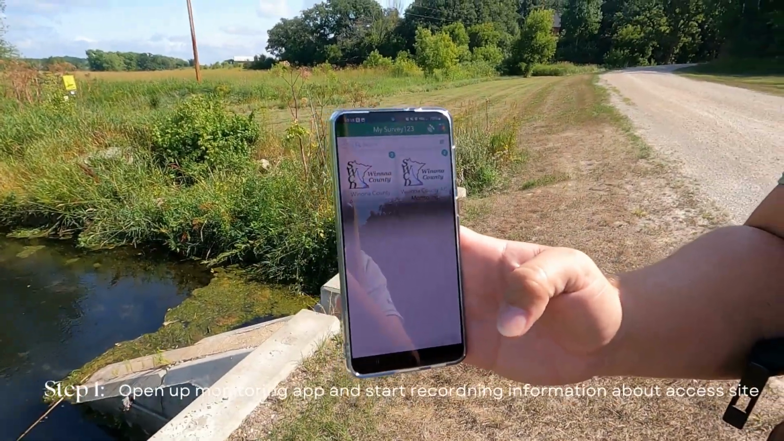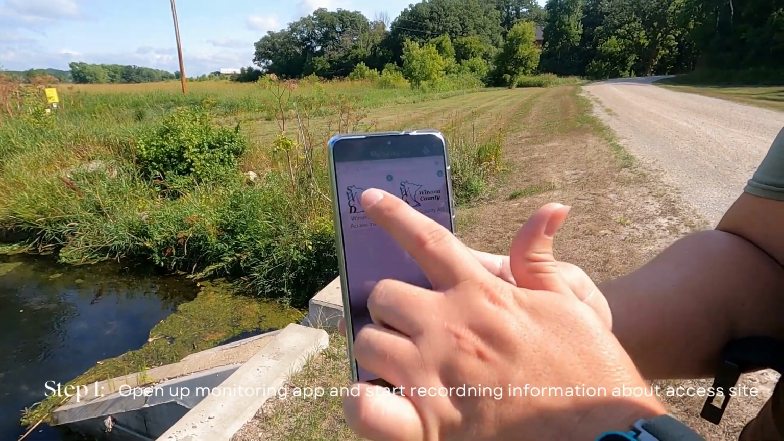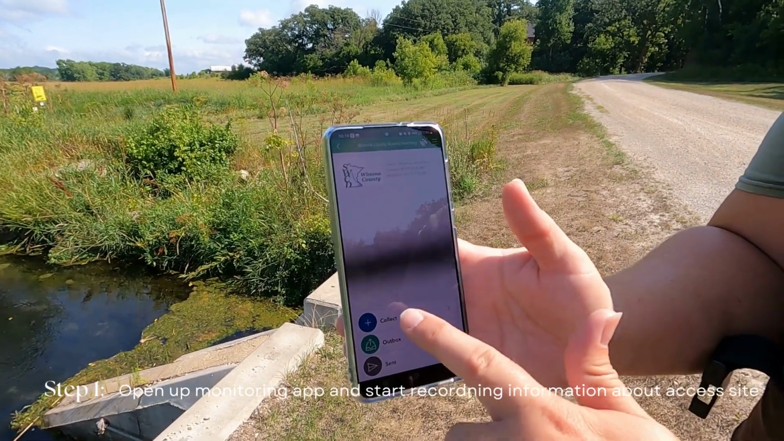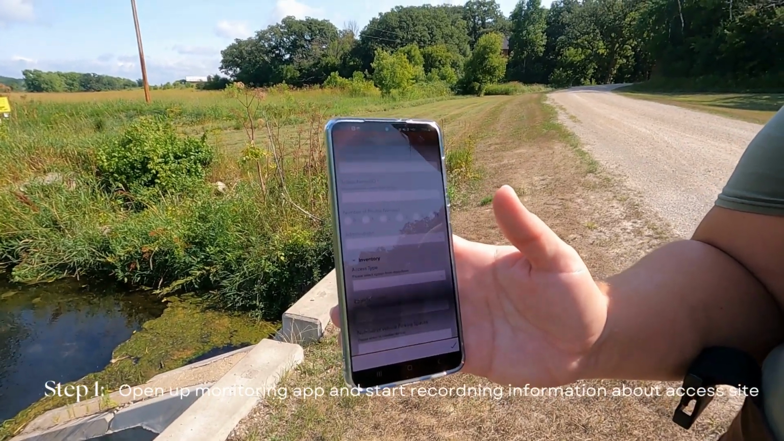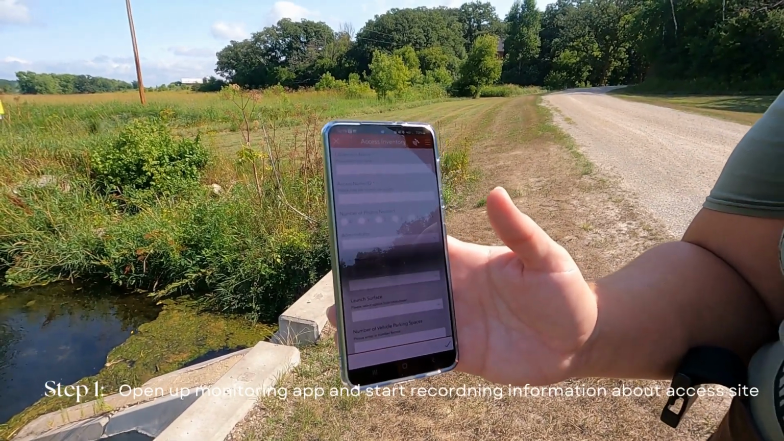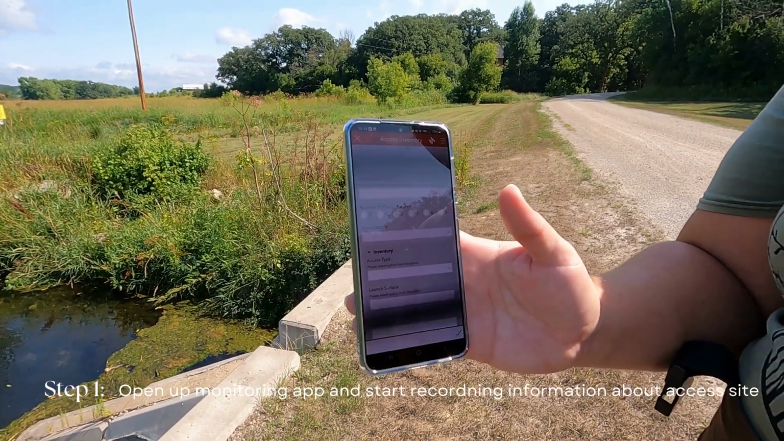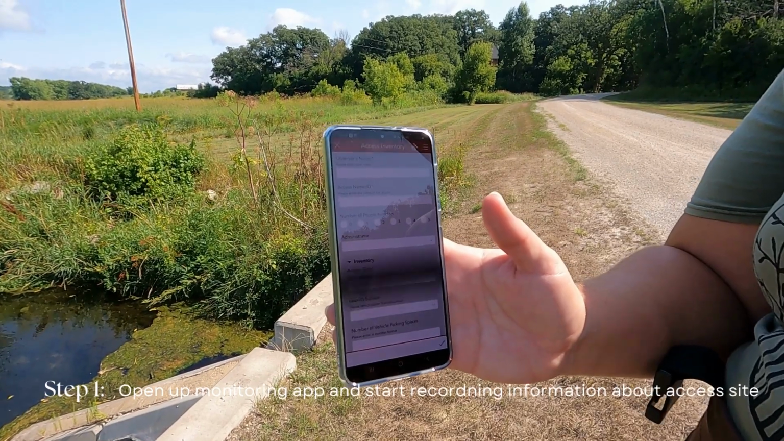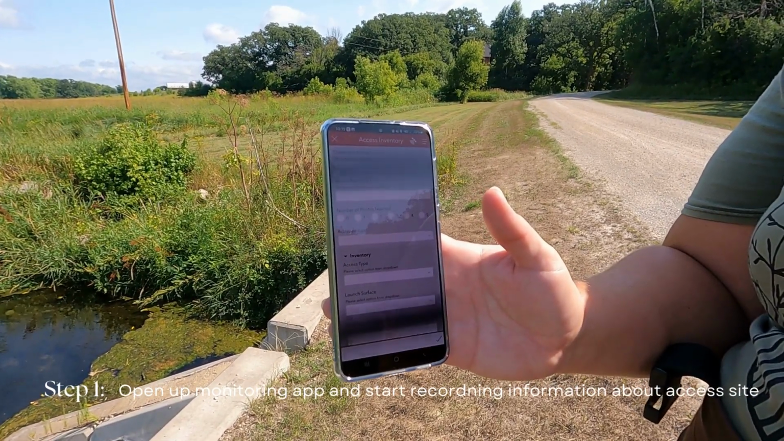So when we get to an access location for a trout stream, the first thing we do is our access inventory, which allows us to record information about the access site for reporting back to the DNR's water access inventory, which is what helps allocate funding through the aquatic invasive species prevention funding.